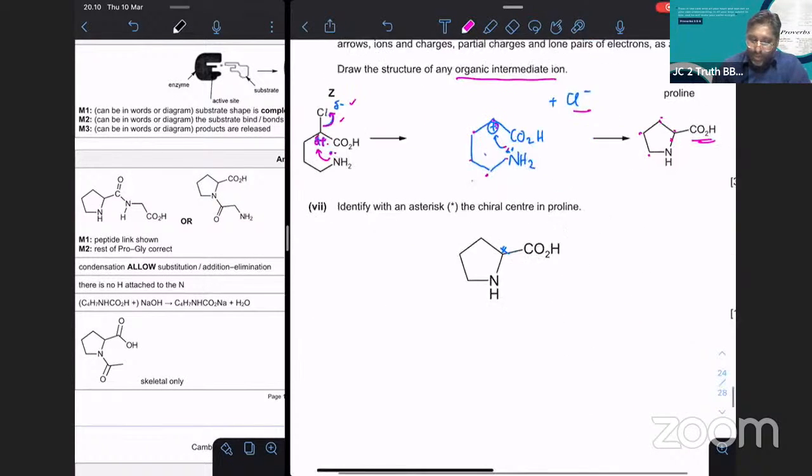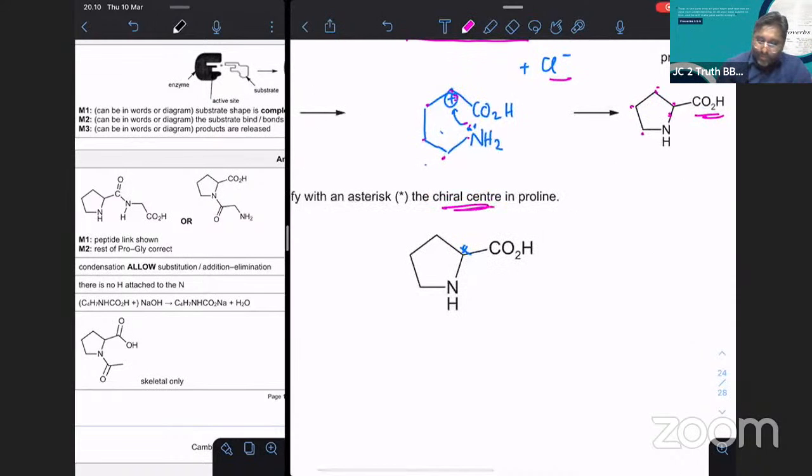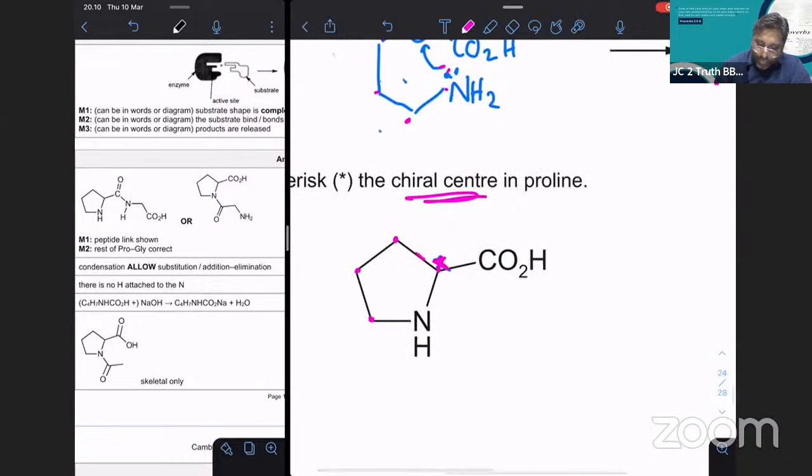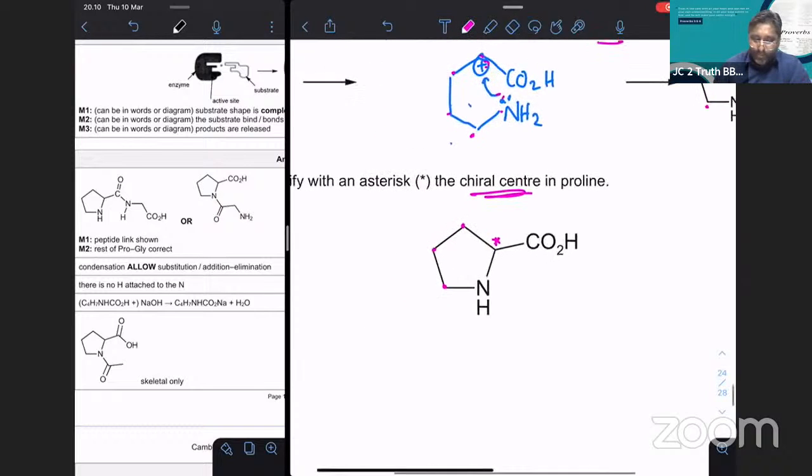Now identify the chiral center. You see this one, each of them has 2 hydrogens. You want a chiral center, it must have 4 different groups, and you can see this is going to be the one that I identified, because one group, another group, another group, and one more is hydrogen. Skeletal formula, no need to show. So the asterisk you just draw over here.